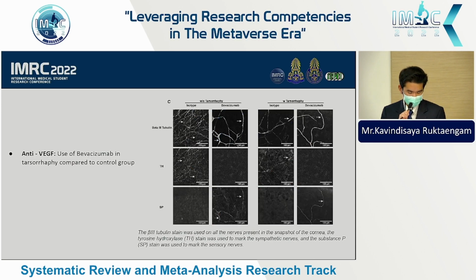Lastly, there's a drug called bevacizumab, which is a VEGF-A inhibitor. It has an anti-angiogenesis effect and is used to treat neovascular diseases. And in the case of herpes simplex keratitis, it was found to inhibit the sympathetic nerve growth and allow sensory nerves to grow back into the cornea.